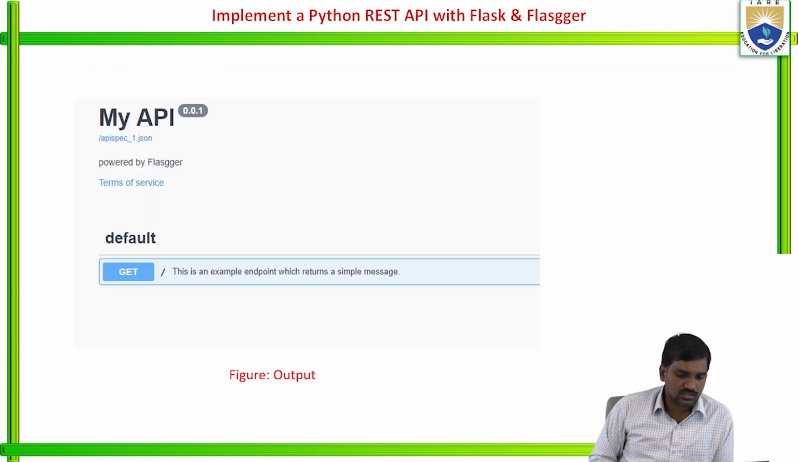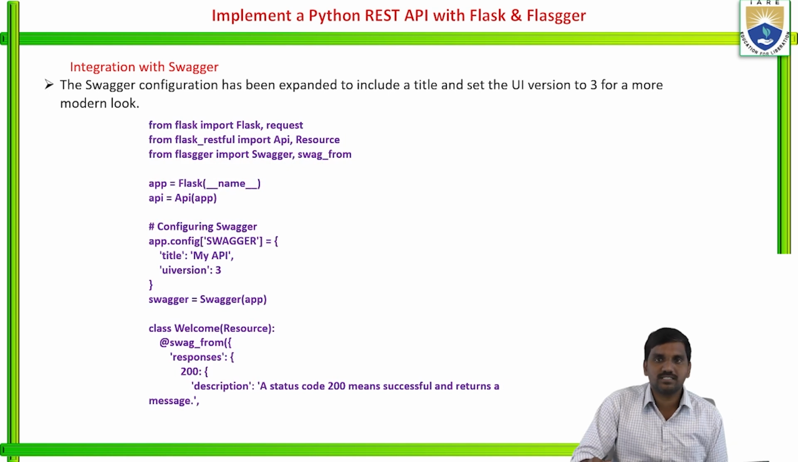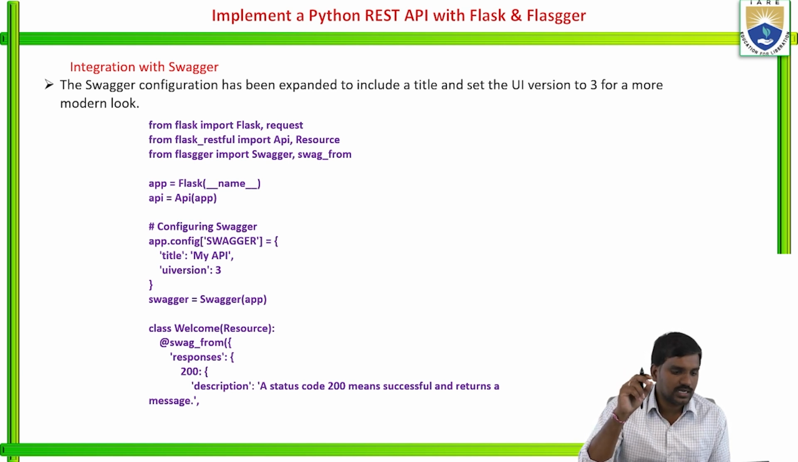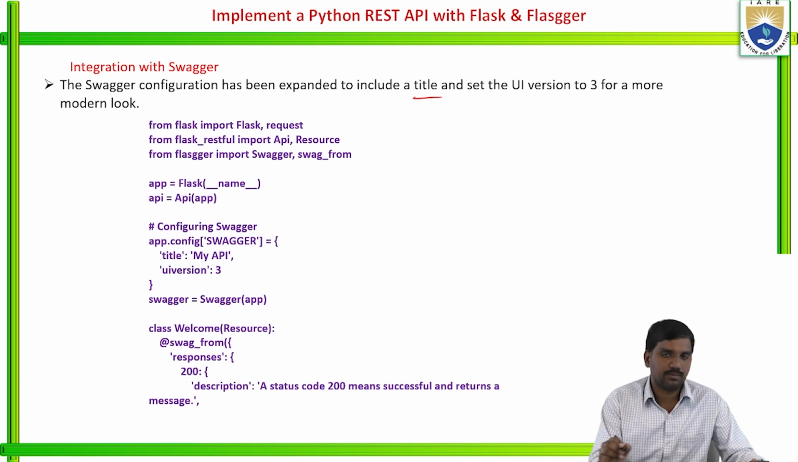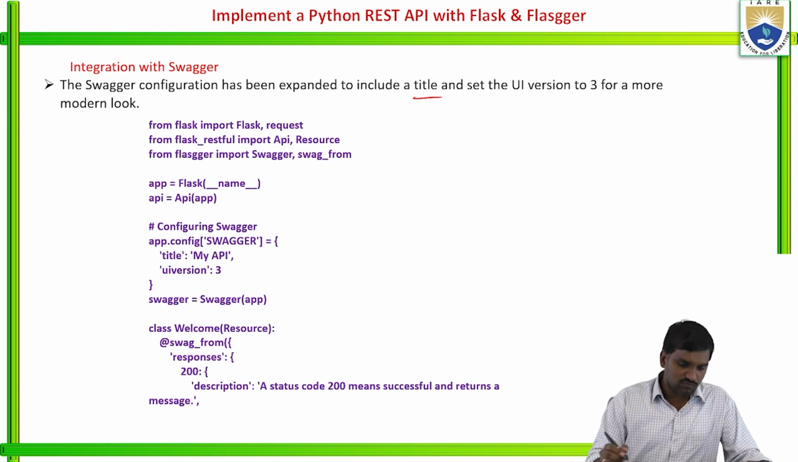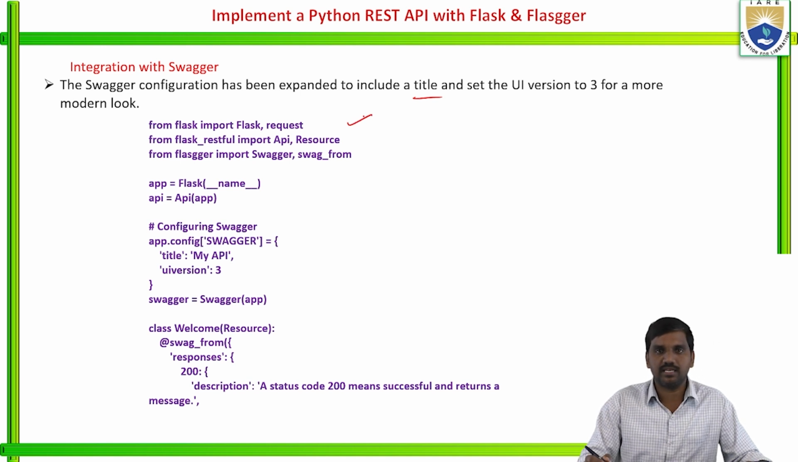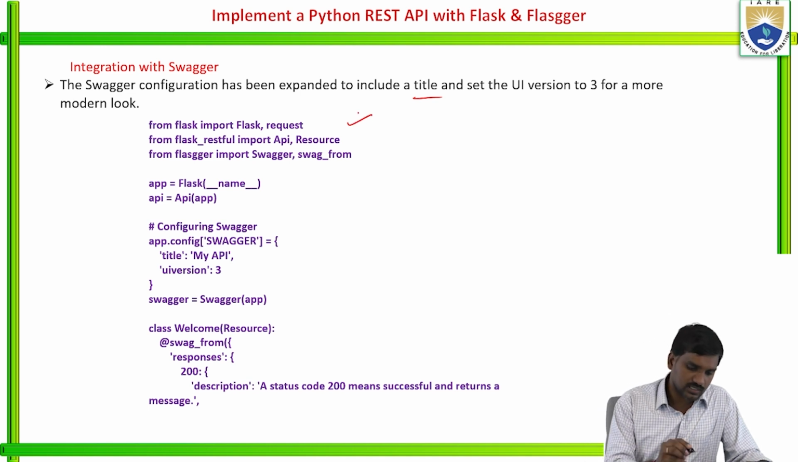Next, integration with Swagger. This is a two-page, very lengthy program to integrate with Swagger. Integration is one of the main features of Swagger. Here the Swagger configuration has been expanded to include the title and set up UI version 2.3 for a more modern look. First of all, you can import the Flask libraries from the source.